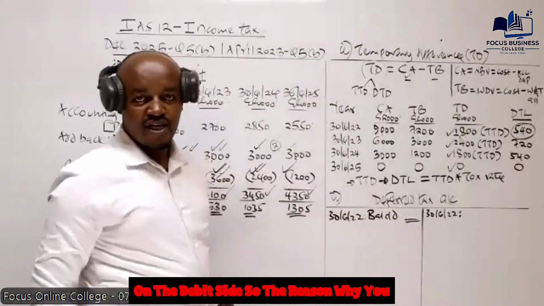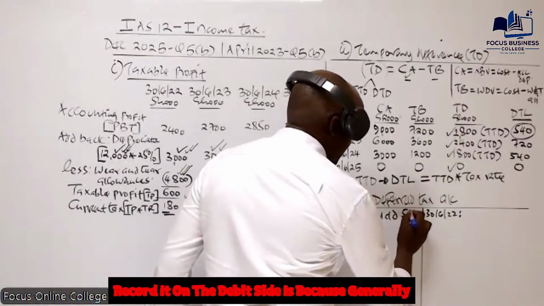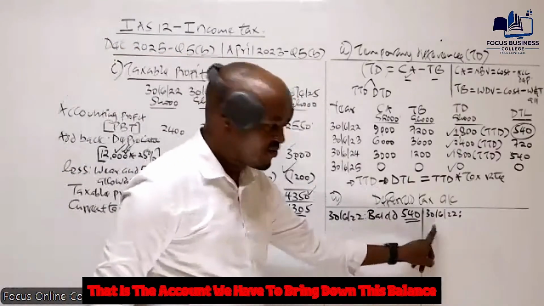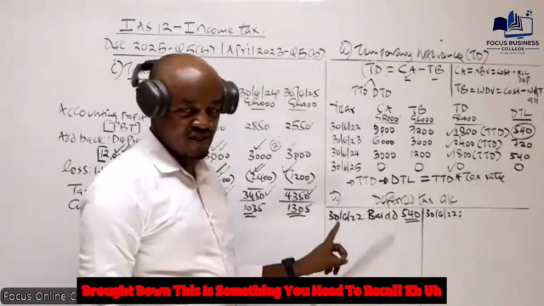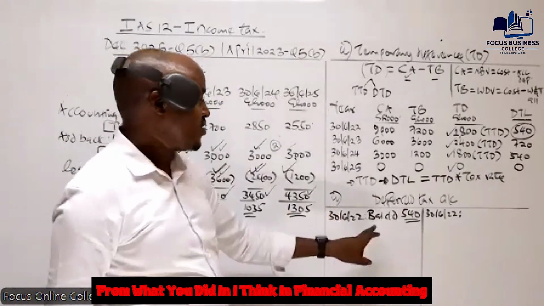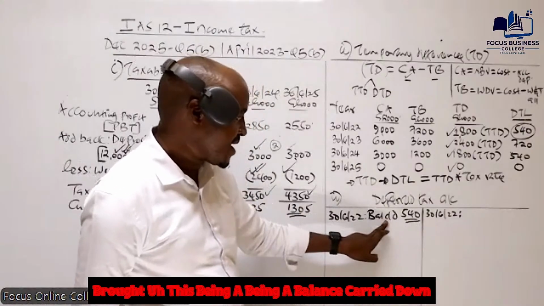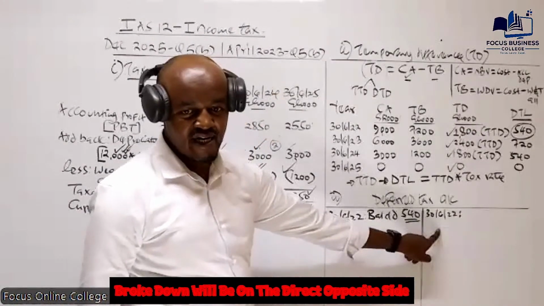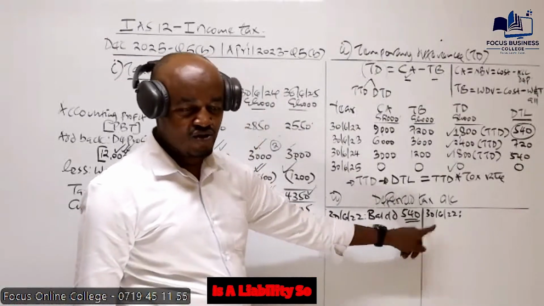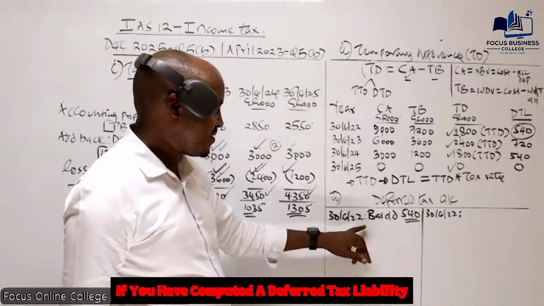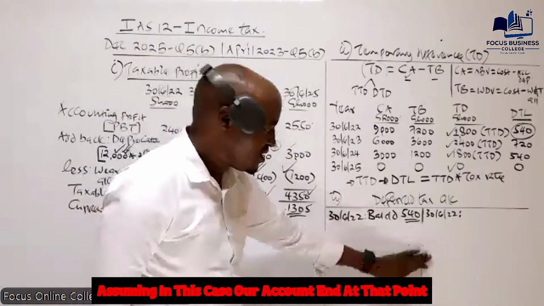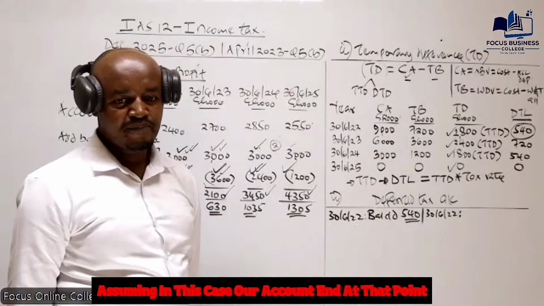on the debit side. The reason why we record it on the debit side is because once we have balanced the account, we have to bring down this balance. Naturally the balance brought down, this is something you need to recall from what you did in financial accounting, will be on the direct opposite side. So the brought down will be a credit balance because this one is a liability. So if you have computed a deferred tax liability, record the balance carried down here, and then we balance that account, assuming in this case our account ended at that point.